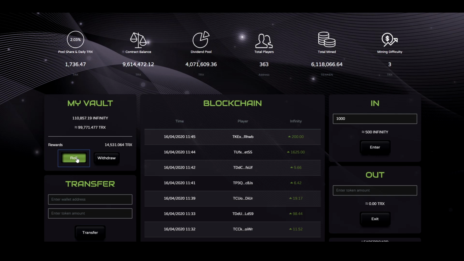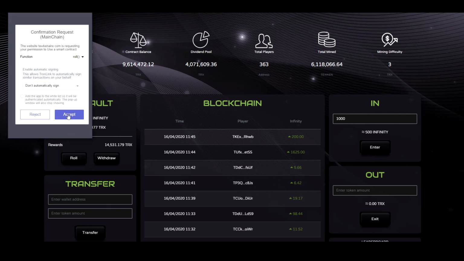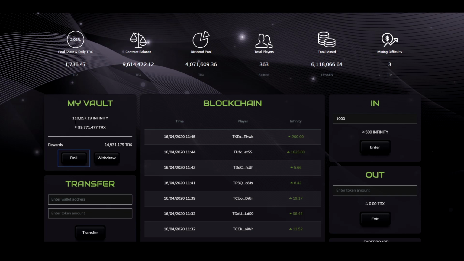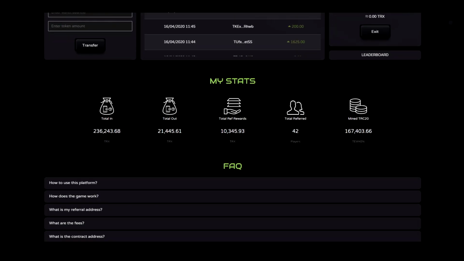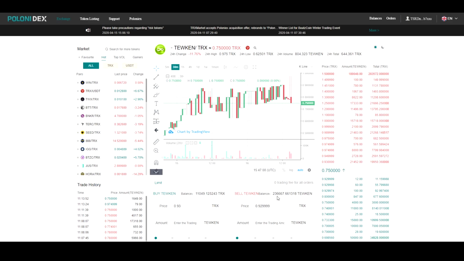So I'm going to roll, accept the transaction, and we'll see this go up by about 7,000, 8,000. We can see that increased my pool share and the amount of TRX I'm going to get every day. If I do not roll or go in, this number will gradually decrease as everyone else does it around me. Here is my transaction. I can click on it. We can see that I mined Tewkens, and we can also see them over here.